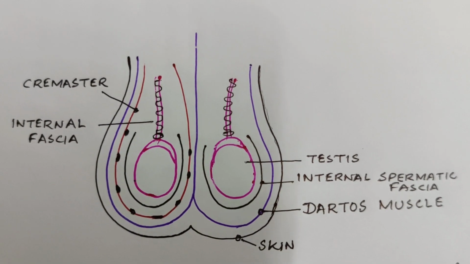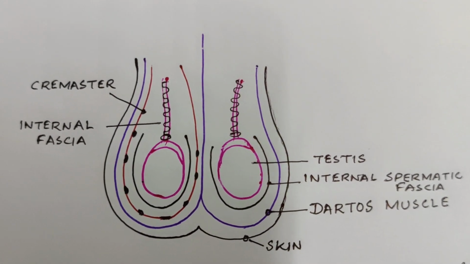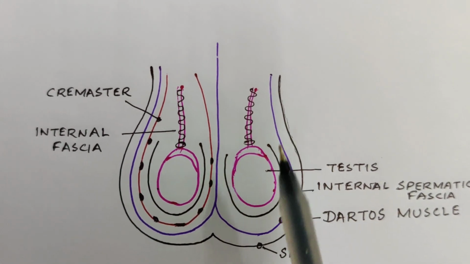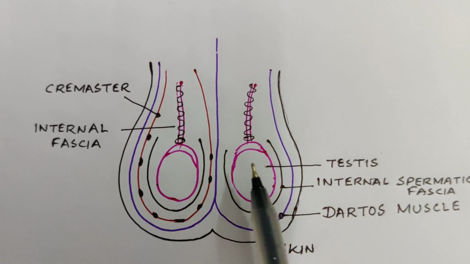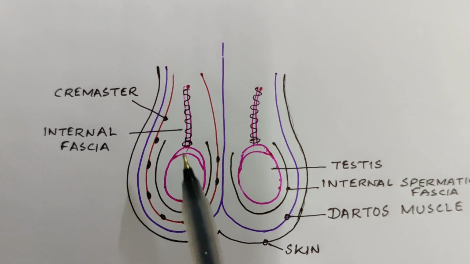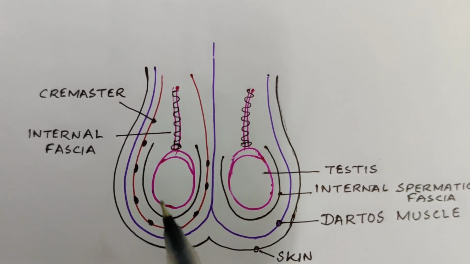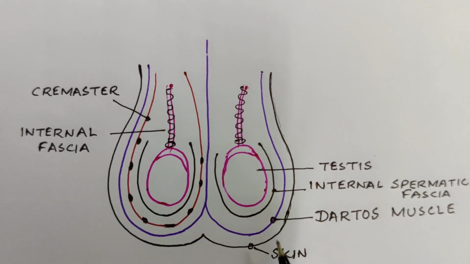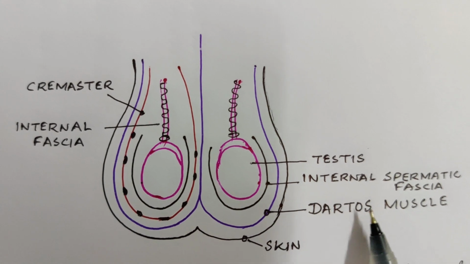This is the second part of the male reproductive system that you are going to see. This is the structure of the scrotum containing testes, a pair of testes. The scrotum contains two types of muscles. This is the cremaster muscle over here, and the other one is the dartos tunic muscle, or dartos muscle.